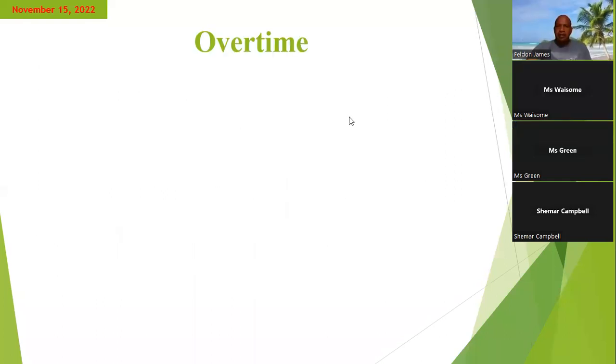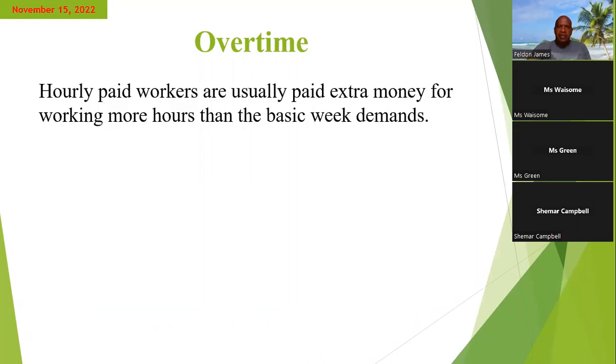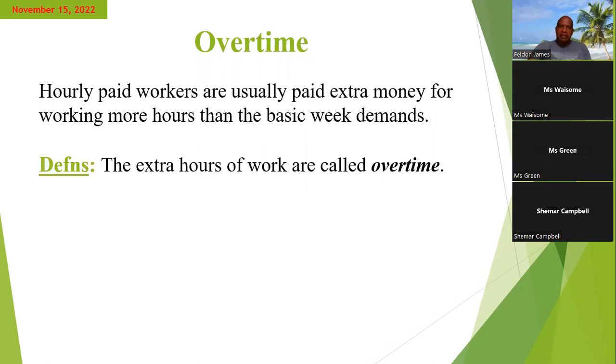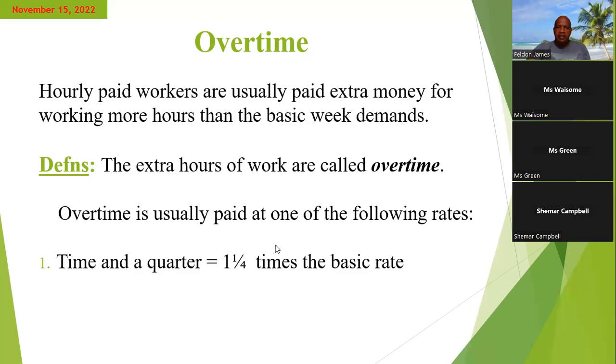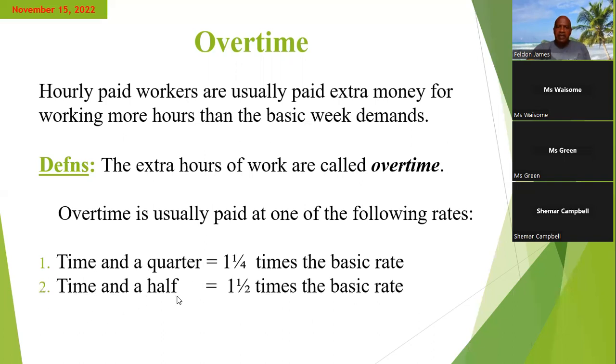All right, here now, we're going to look at the overtime. The overtime rate, we say that hourly paid workers are usually paid extra money for working more hours than the basic week demands. Now, the extra hours of work are called overtime. Overtime is usually paid at one of the following rates. So you can get time and a quarter, you can have time and a half, or you may have double time.